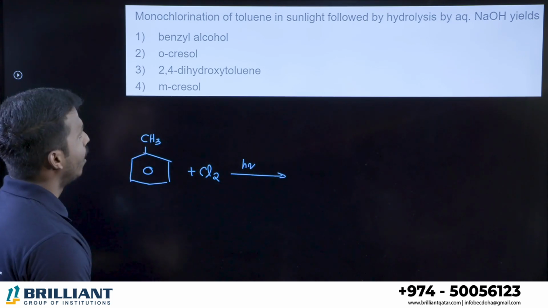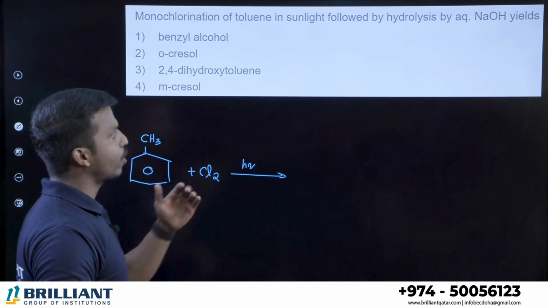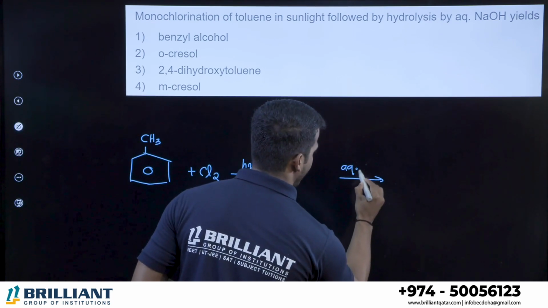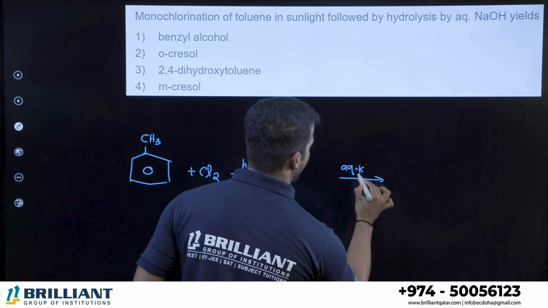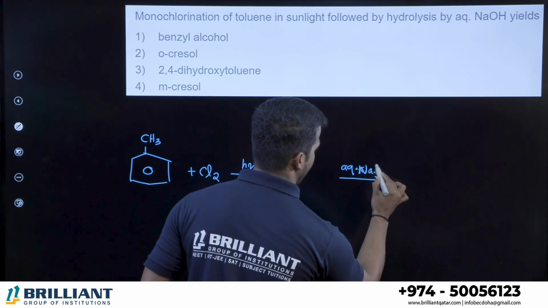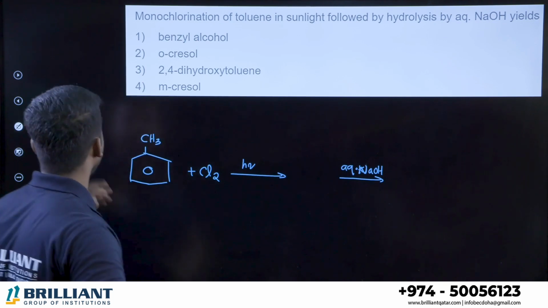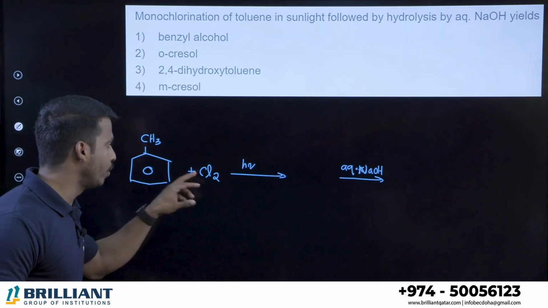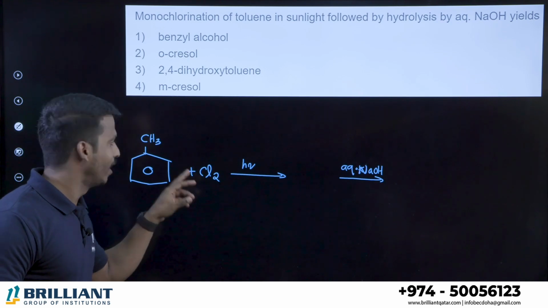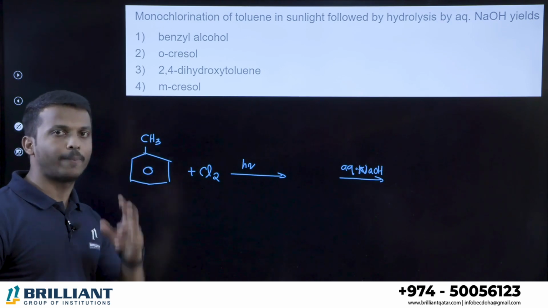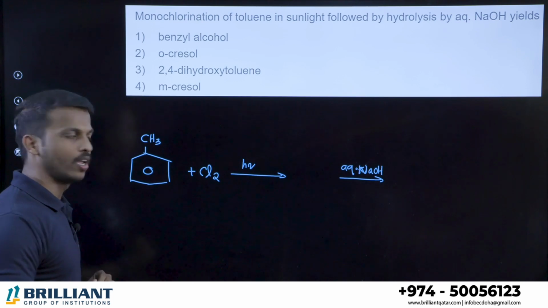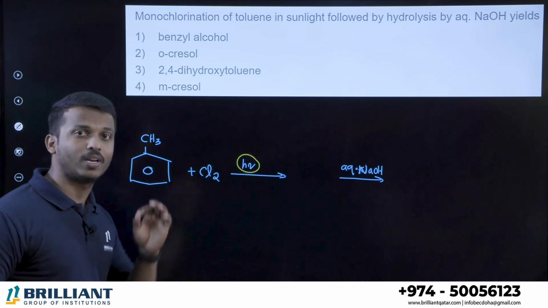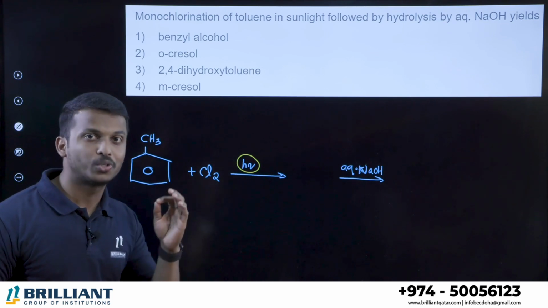Okay, fine. Followed by hydrolysis by aqueous KOH. So the product obtained is hydrolyzed by treating with aqueous NaOH. Fine. Yield. What is the product? Dear all, this is toluene. You are doing chlorination. Toluene can undergo two types of chlorination. This is in presence of light. In presence of light, it will undergo a substitution reaction.